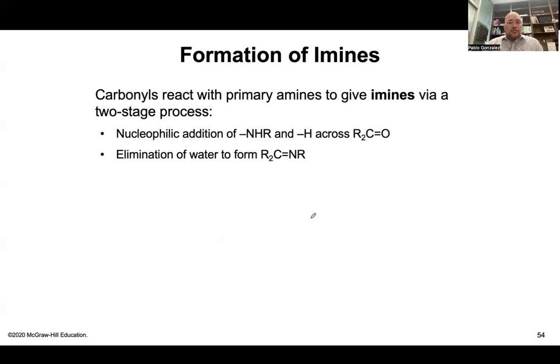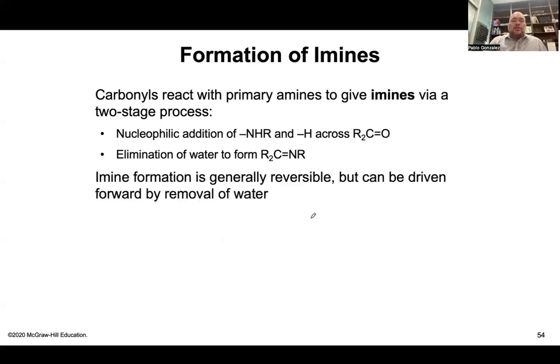And this is going to be a two-step process. One is going to be the nucleophilic addition of the primary amine across the carbonyl group. And then you're going to have the elimination of water to eventually obtain the imine. We're going to see that in the mechanism in a few slides. The imine formation is generally reversible, but can be driven forward by removal of water. Basically, it's an equilibrium type of reaction, and we can manipulate that by removing water. We're going to move toward the production of the imine. In that sense, we're going to favor that position. Know that the amine must be primary to produce the imine.